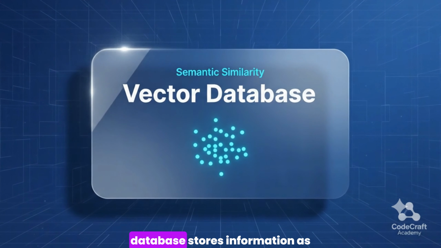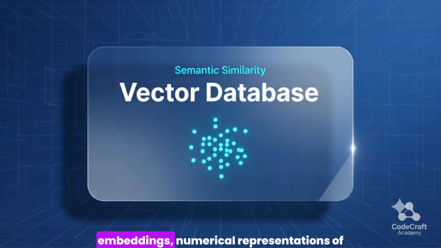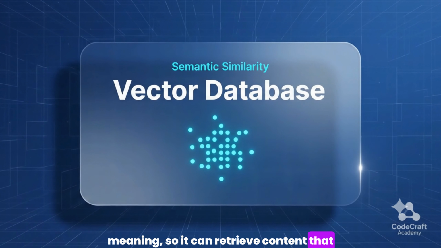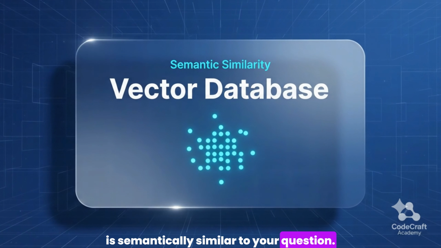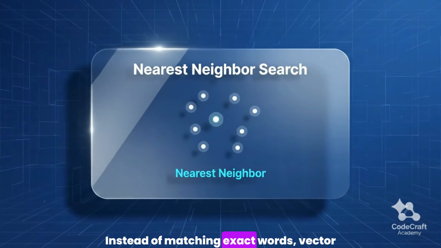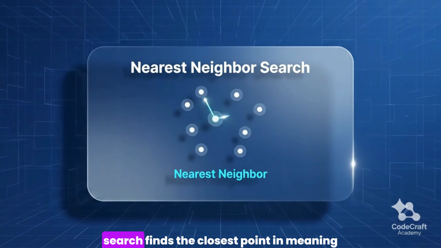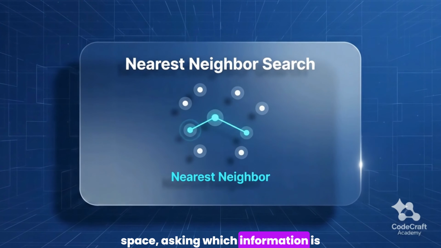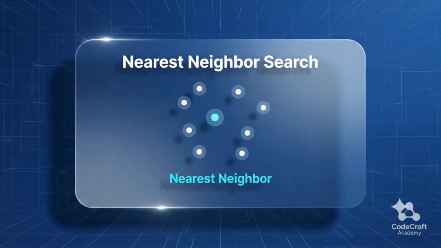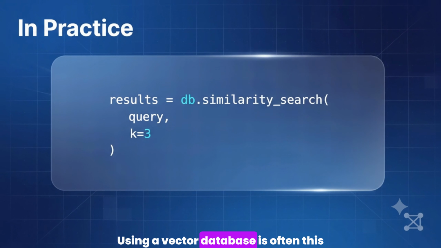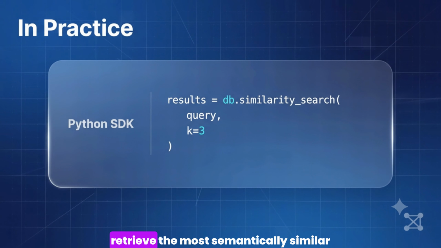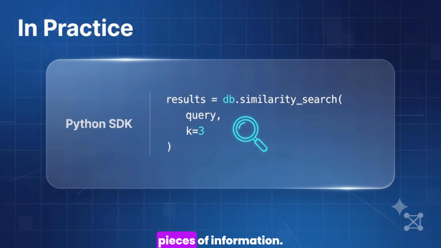A vector database stores information as embeddings, numerical representations of meaning, so it can retrieve content that is semantically similar to your question. Instead of matching exact words, vector search finds the closest point in meaning space, asking which information is mathematically most similar. Using a vector database is often this simple. Submit your query and retrieve the most semantically similar pieces of information.